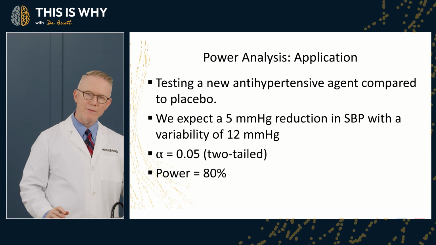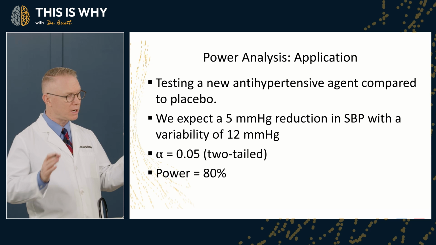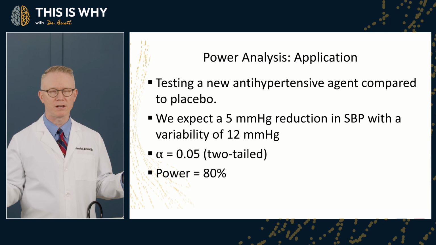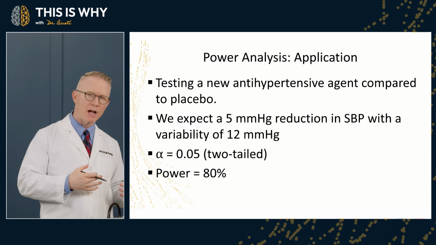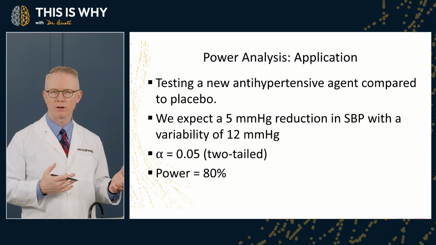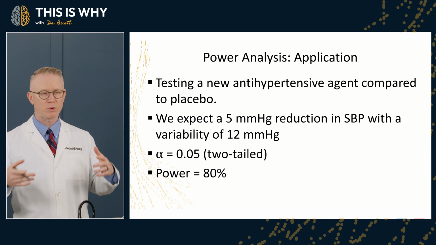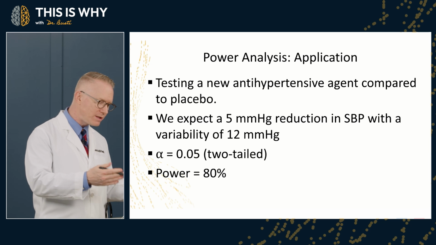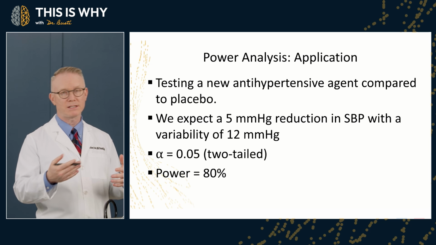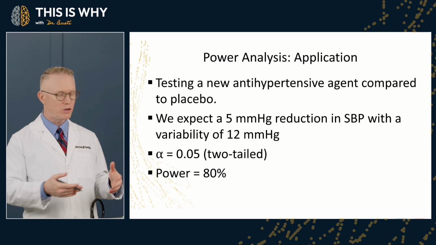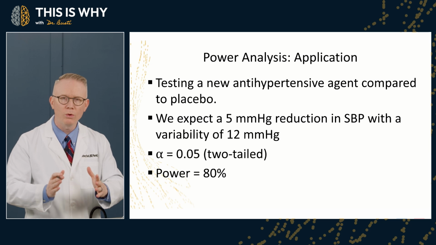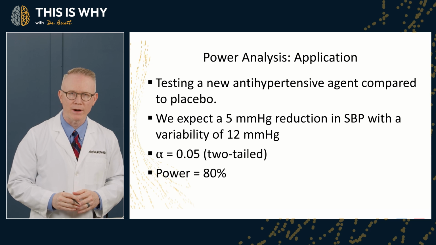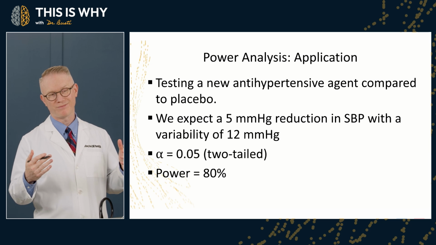We have that new antihypertensive medication. We're going to compare it to placebo, like many studies do. We're expecting a 5 millimeter reduction in the systolic blood pressure with a variability of 12. That's what they're going to say. They didn't define the delta that way, and they didn't say sigma was this. They use these kinds of words, but they're telling you the components of the power analysis without saying it.